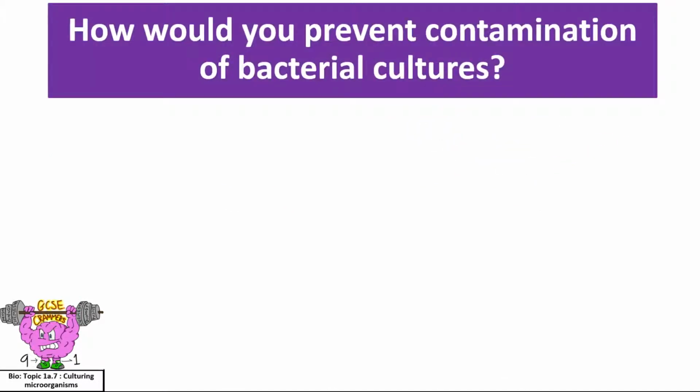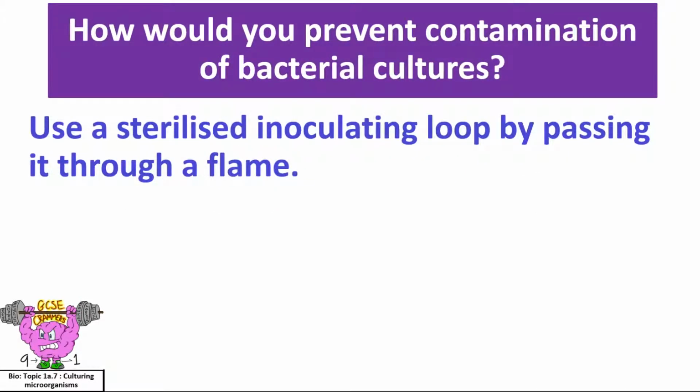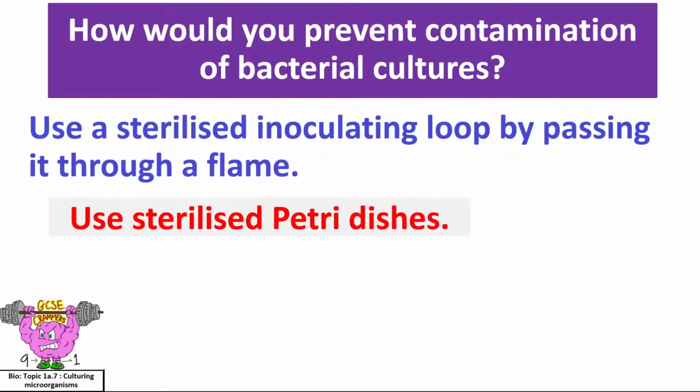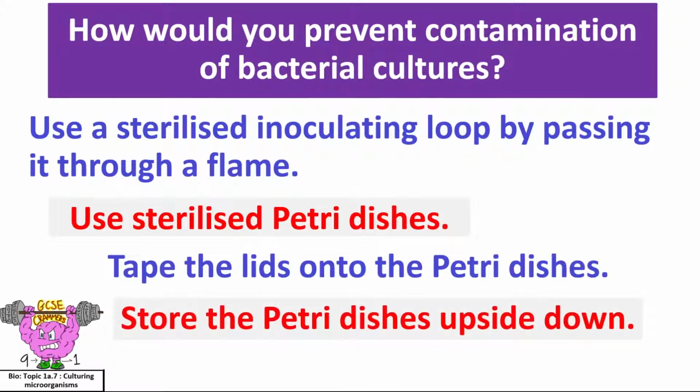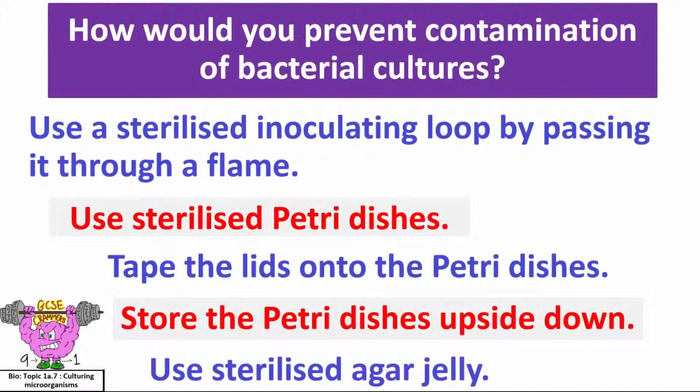How would you prevent contamination of bacterial cultures? Use a sterilized inoculating loop by passing it through a flame. Use a sterilized petri dish. Tape the lids onto the petri dishes. Store the petri dishes upside down and use sterilized agar jelly.